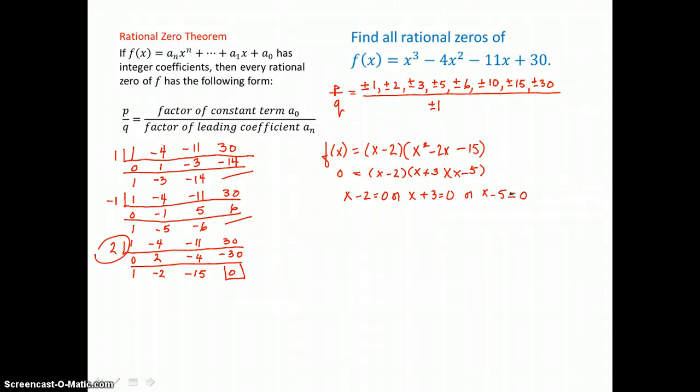So solving for x, I have x equals 2, but we know that because we found 2 synthetically. X equals negative 3 or x equals positive 5. Those are the three zeros or x-intercepts of this cubic function, this third degree function.